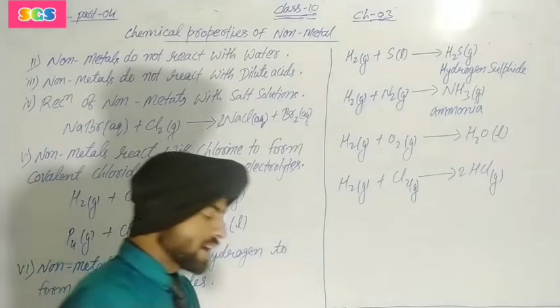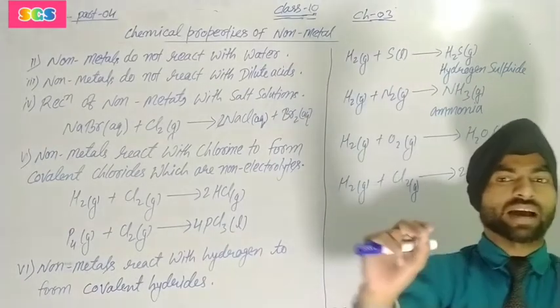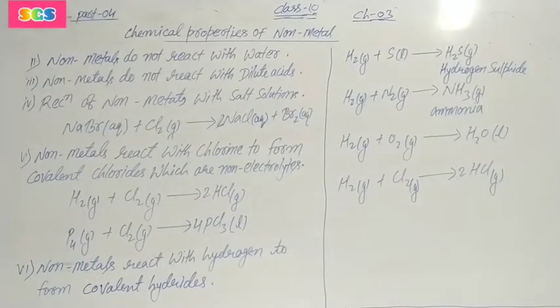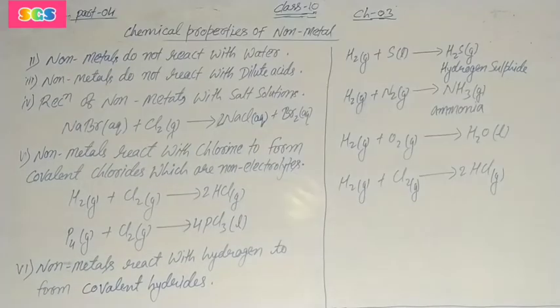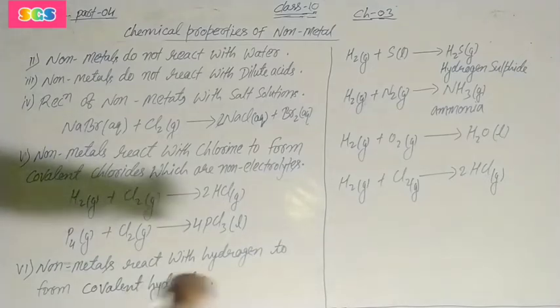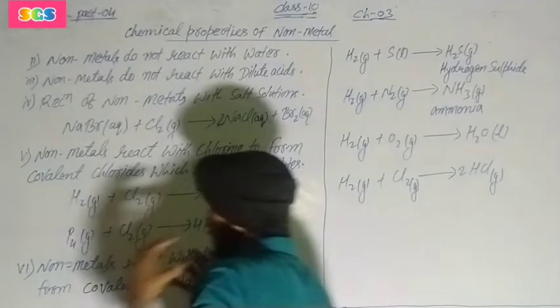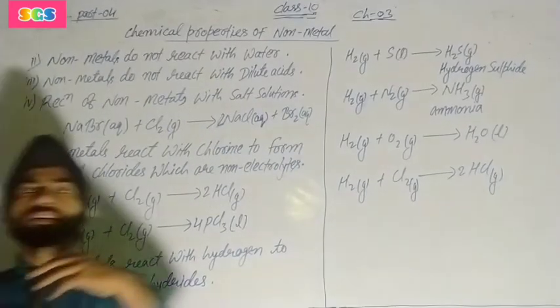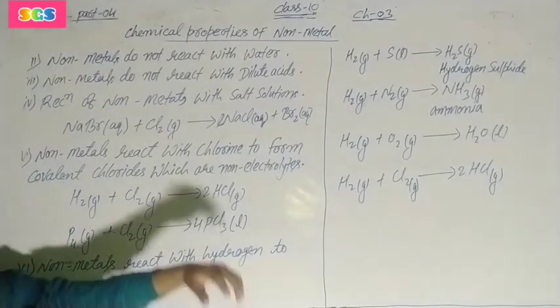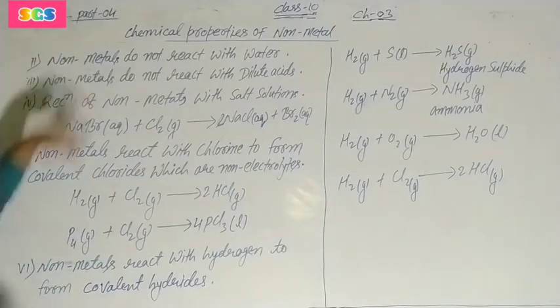So we just have to keep in our mind that water and hydrochloric acid contain hydrogen, and that hydrogen can't get reduced if non-metal can't give electrons to the hydrogen present in water and acid. It means non-metal can't reduce the hydrogen present in acid and water. That's why non-metals do not react with water and acid.